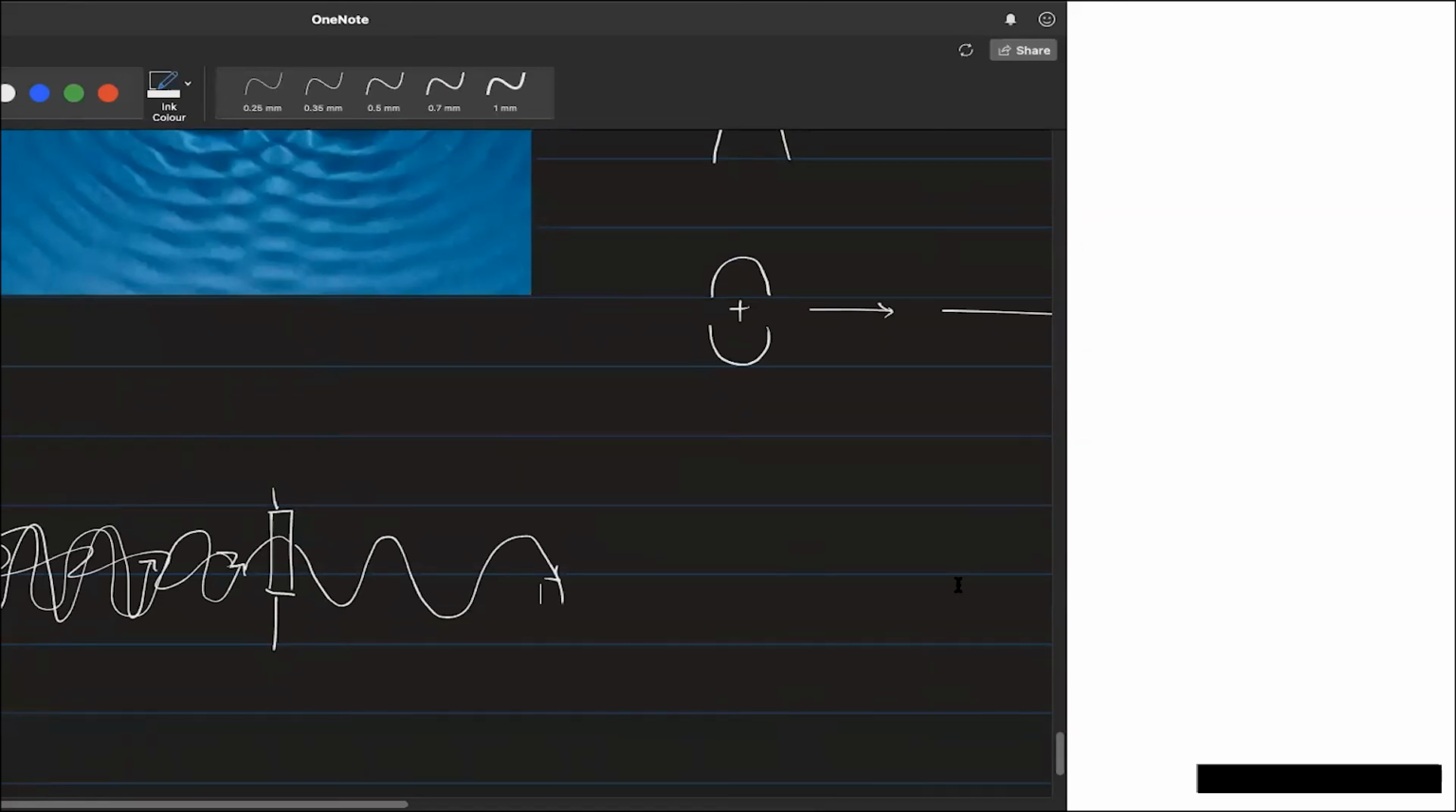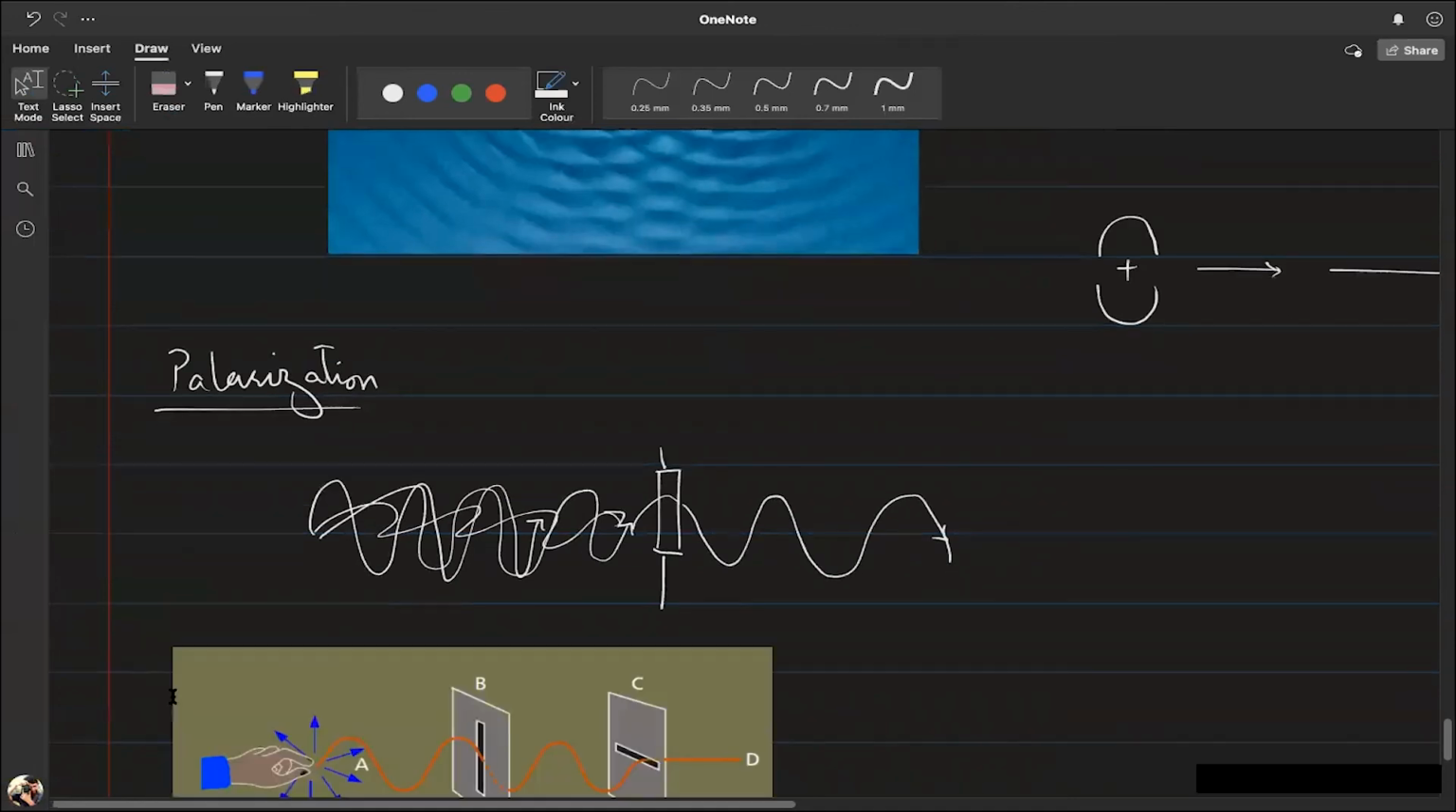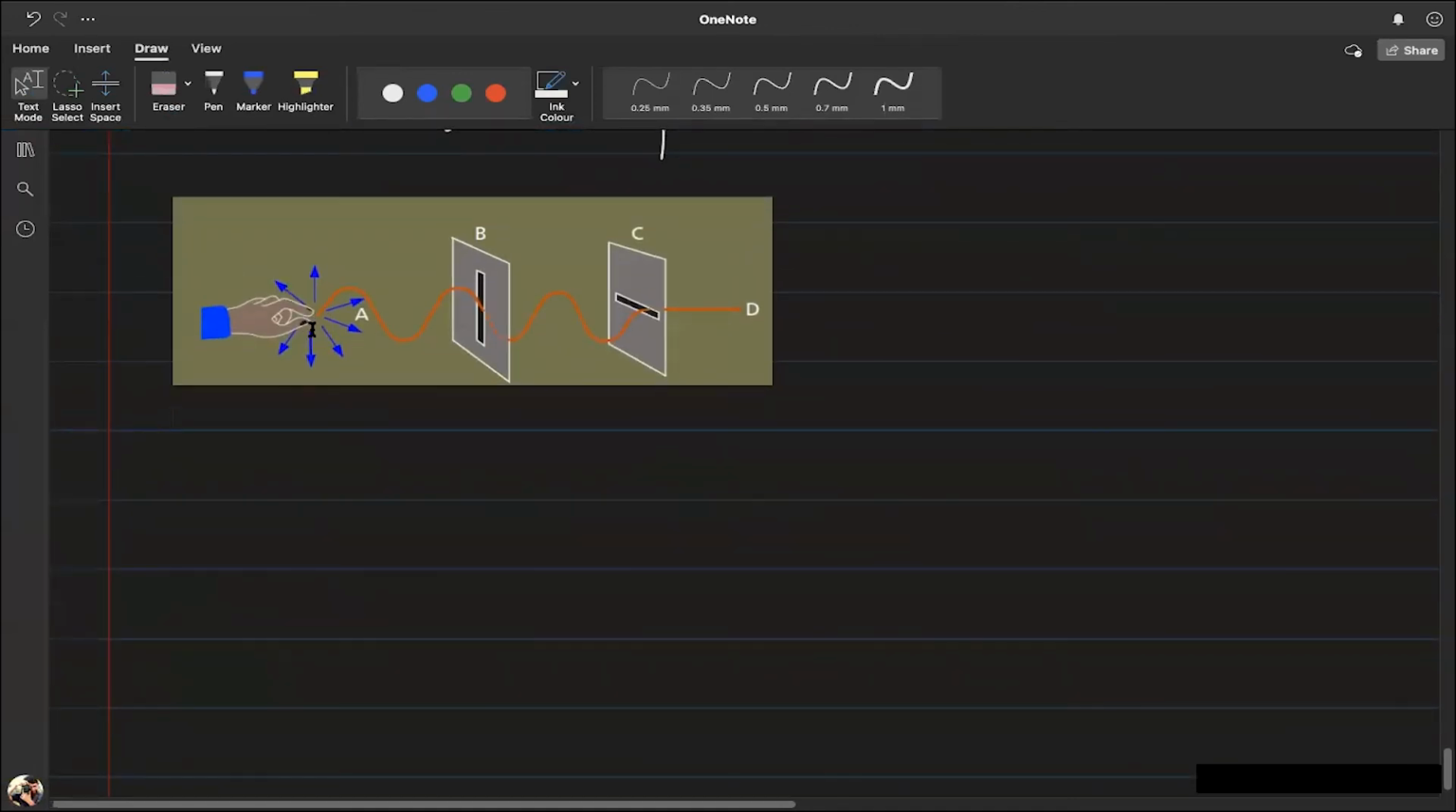ठीक है, so polarization allows you to have only one angle or one plane of wave to pass through. It only works in transverse waves, doesn't work in longitudinal waves. ठीक है, so होता क्या है कि उन slits में से आप बहुत सारी different direction की wave आ रही है. So this is a representation of polarization. So what happens here is that this hand, it is producing these waves that are in all different directions, but only one will be allowed to pass through this slit, this B.